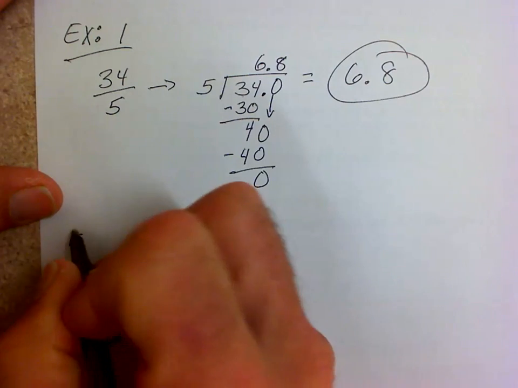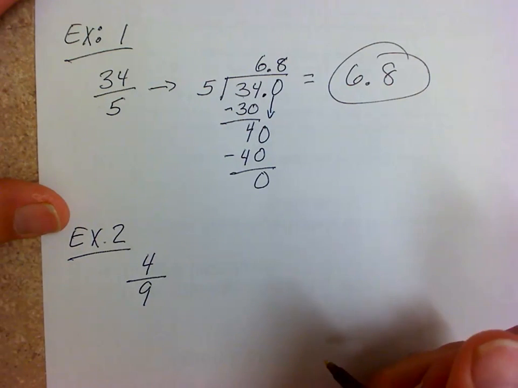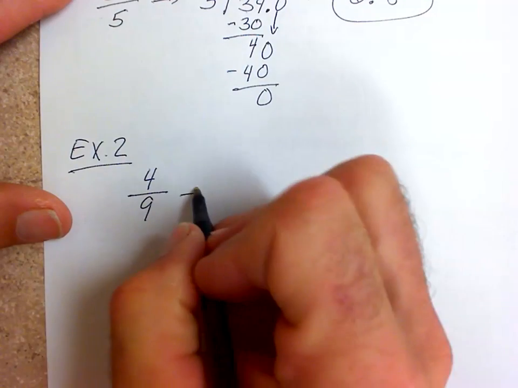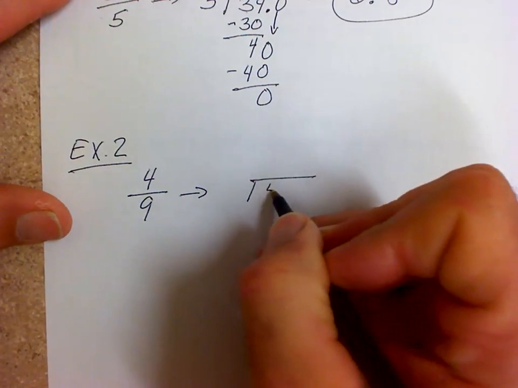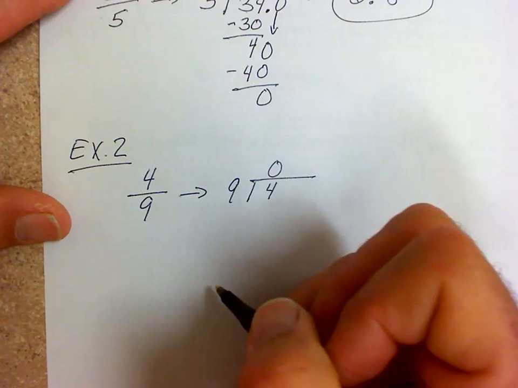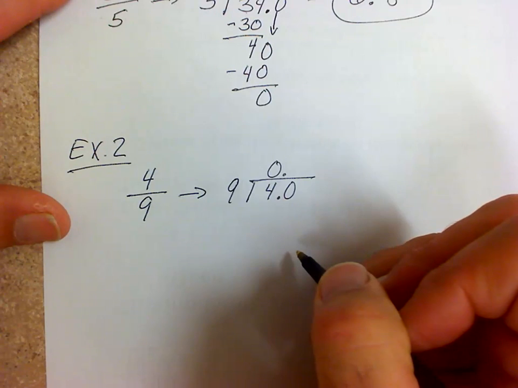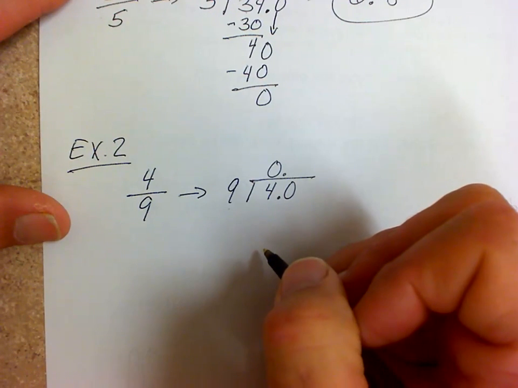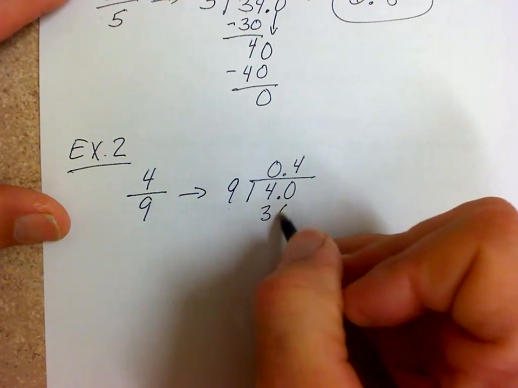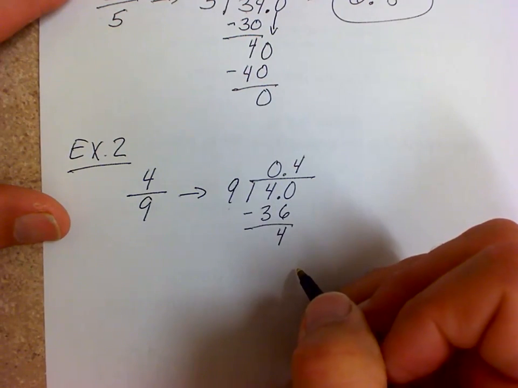Example number 2. All right, we will look at 4/9. So again, our setup, when we translate, top number on the inside, bottom number on the outside. 9 into 4 does not happen. So we need to add a decimal point, add on another 0. Now we can go into 40. 9 can go into 40 4 times. 4 times 9 is 36. Subtract, we have a remainder of 4.